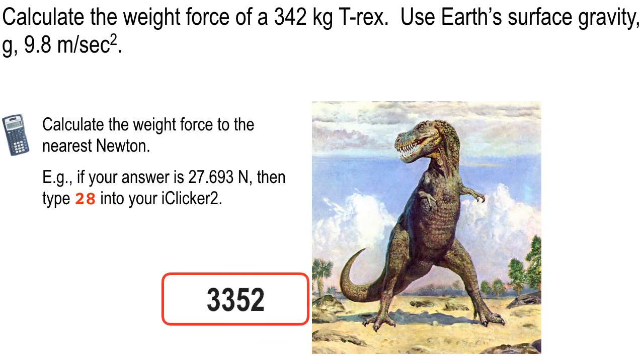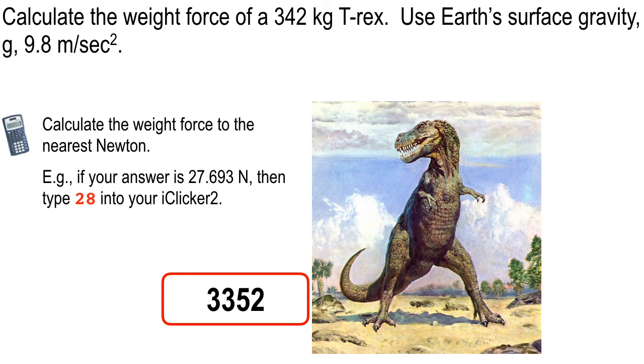All right. Correct answer is 3352, and it's just mg. 342 kilograms times 9.8 meters per second squared. And to the nearest Newton, that's 3352. All right. So the weight force is always mg for whatever the object is.